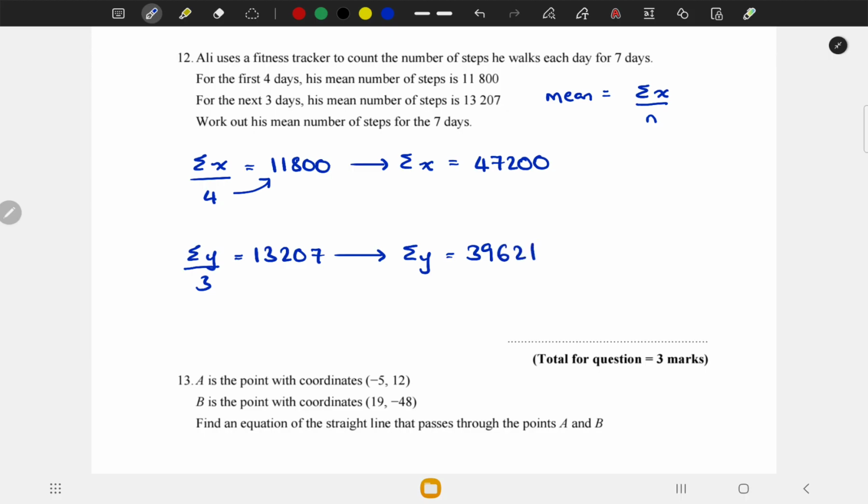So we know for the first 4 days the number of steps he walked, and the next 3 days the number of steps that he walked. So in the 7 days, the total number of steps that he walked, I'm just going to add these up and I'm going to get 86,821. Okay. Because I'm calculating mean, I need to take this sum and divide it by the total number of days, which we know is 7. So I just take this, divide it by 7, and I find my mean to be 12,403. All right, great. Moving on to the next question.